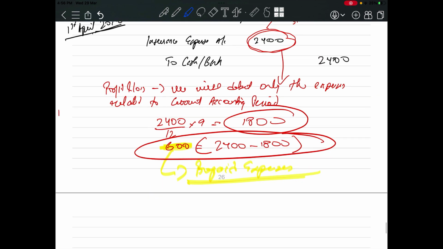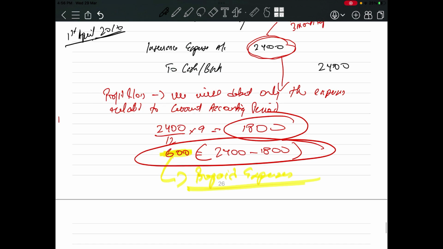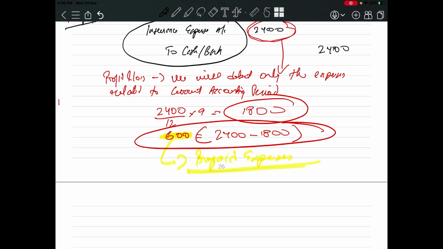Now at year end, what we'll have to do, we have to pass a reverse entry. We have debited insurance expense account to cash and bank account. Now we'll have to pass reverse entry on 31st December because we have debited our expense account with 2,400. Ideally we should debit with only 1,800, so difference amount of 600 we will have to make adjustment for this.